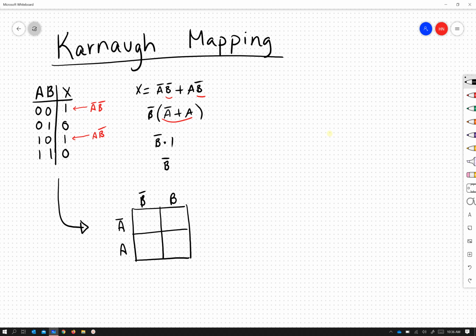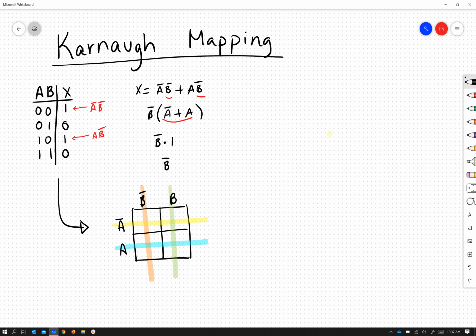So what does this mean? It means that, for example, this entire row is where A is a 0. This entire row down at the bottom, remember rows are horizontal, is where A is a 1. The left column is where B is a 0, and the right column is where B is a 1.